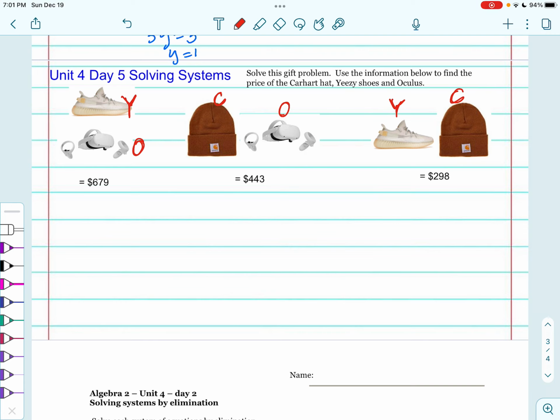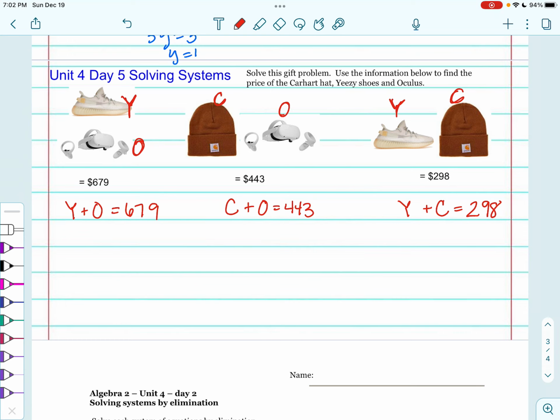Okay, and I'm going to set up my system of equations. So y plus o is 679. C plus o is 443. And y plus h, I called it c, sorry, is 298.